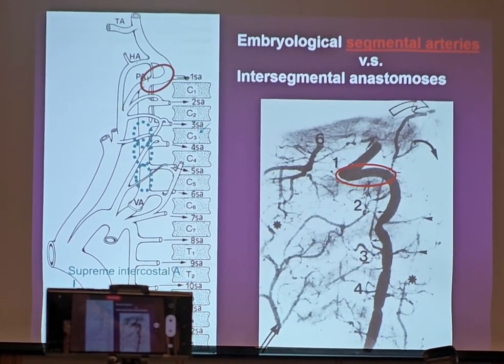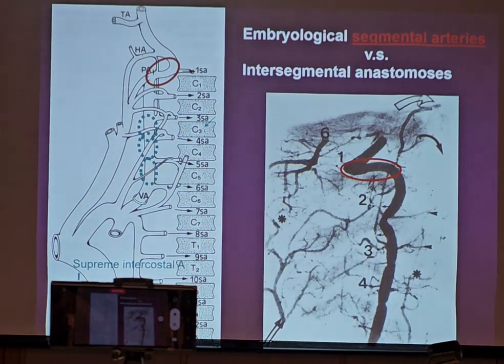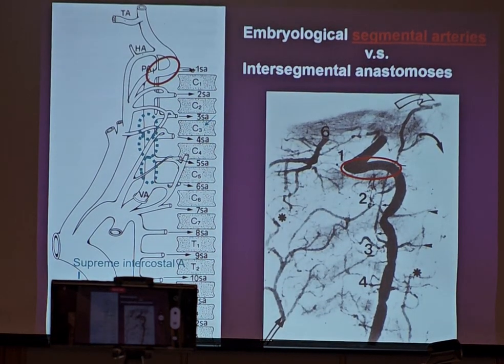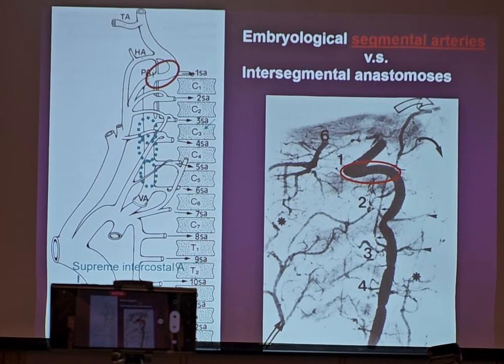Let's be clear about which part is the real segmental artery. As we know, in embryology all the segmental arteries are equally important, but later on there are more good intersegmental anastomoses that finally become the vertebral artery.